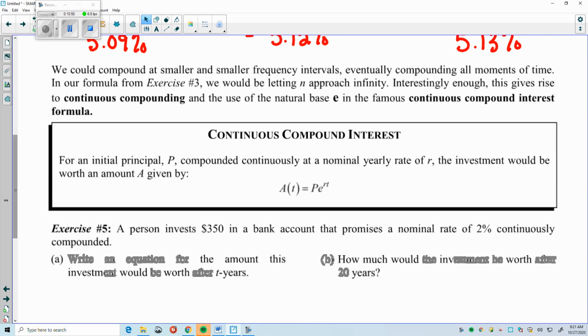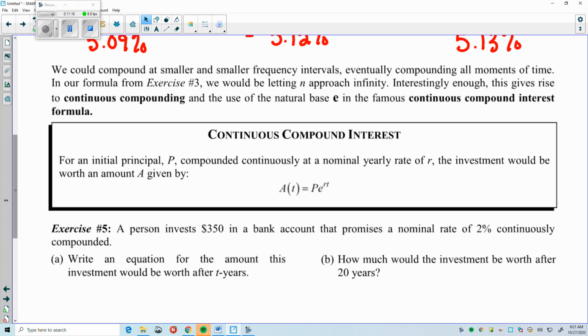Okay, so we would compound at smaller and smaller frequency intervals, eventually compounding at all moments of time. In our formula from number 3, we would be letting the letter n approach infinity. So interestingly, this is going to give us a new formula, which is going to be called our compounding continuously formula, and it uses the natural base e in this compounding formula.